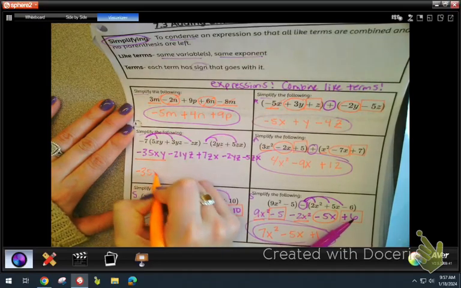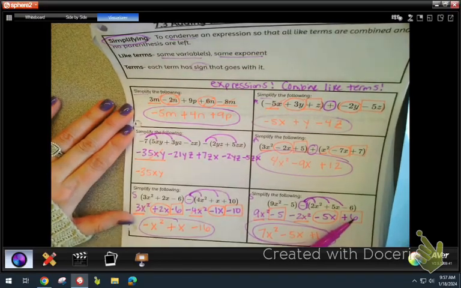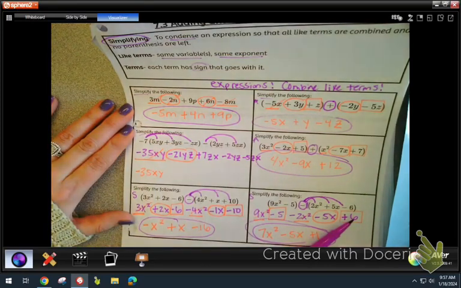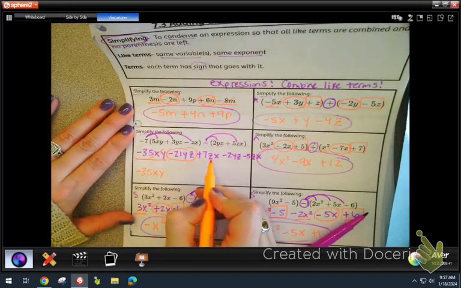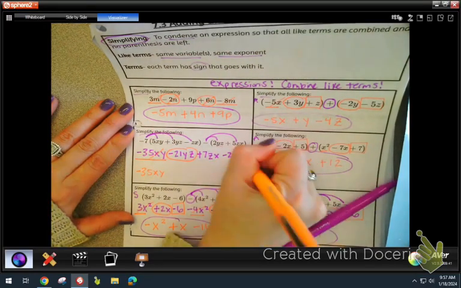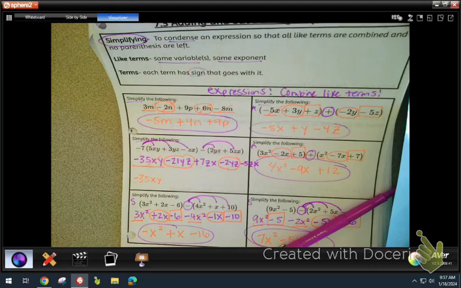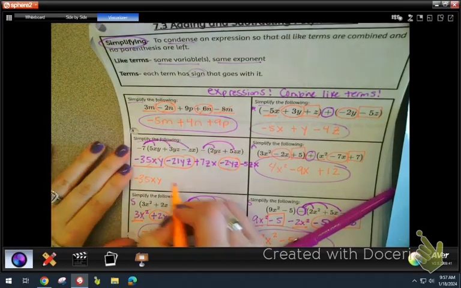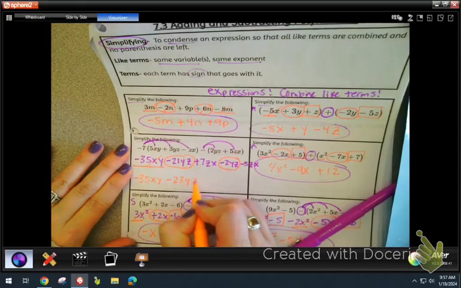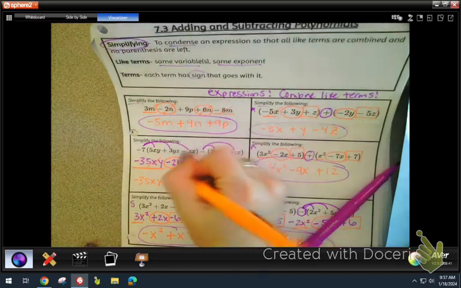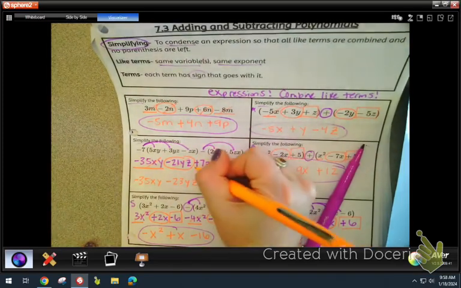Negative 35xy. Done. Okay? Now I'm going to circle my yz's. Negative 21yz. Does that have a yz? No. Does this have a yz? Yes. All right. And how do I combine those? Negative 21 and negative 2. If you borrow $21 and then you borrow 2 more, how many dollars have you borrowed? Negative 23. Negative 23 what? YZ. And again, none of that's changing. The variables are kind of just labels that, hey, these guys go together. Done, done.